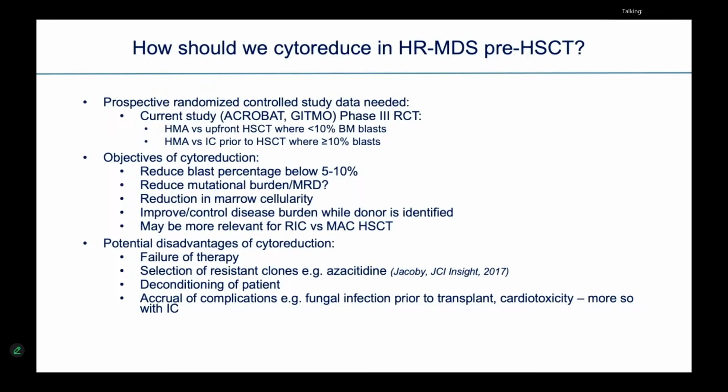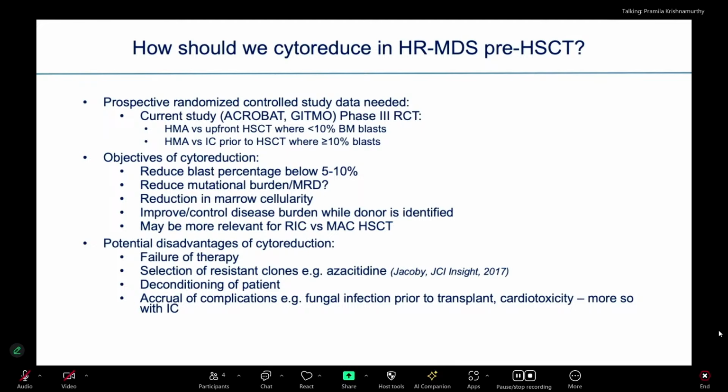And there are potential disadvantages for proceeding to cytoreduction, including failure of therapy, and perhaps then a patient becoming deconditioned or having resistant disease and ultimately not reaching transplant. Of course, we may, with our chemotherapy pre-transplant, select resistant clones within the MDS, which then cause problems post-transplant. And we know that you do accrue complications and side effects with many of the drugs available to us, such as fungal infections or cardiotoxicity, and these may be more so with intensive chemotherapy, although even some of the non-intensive approaches can cause considerable problems.